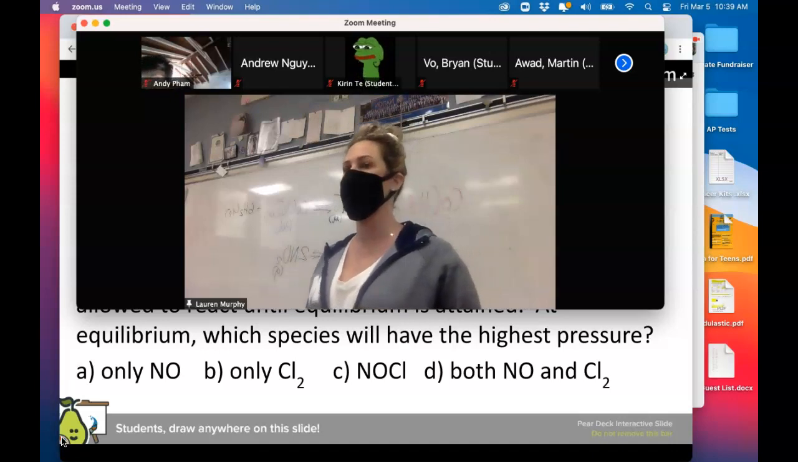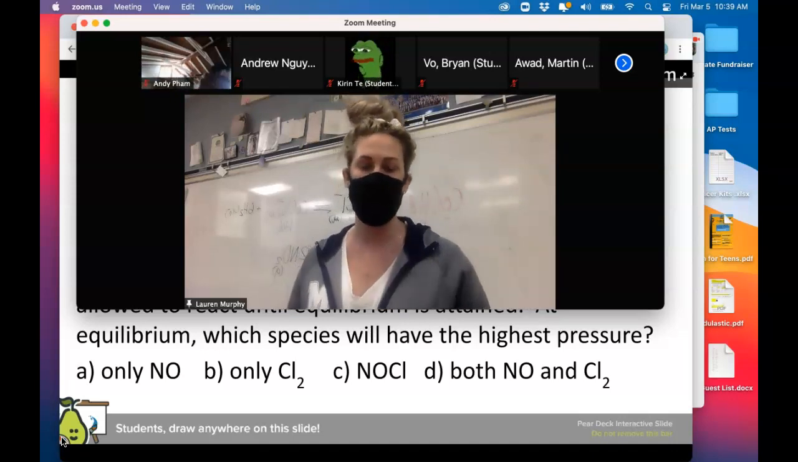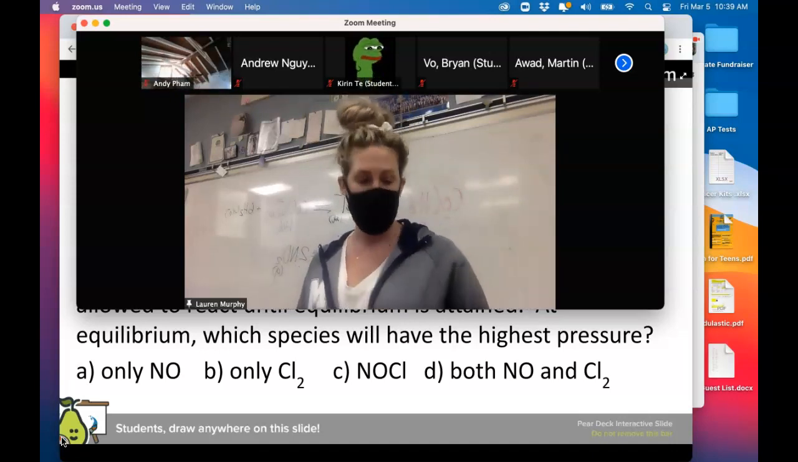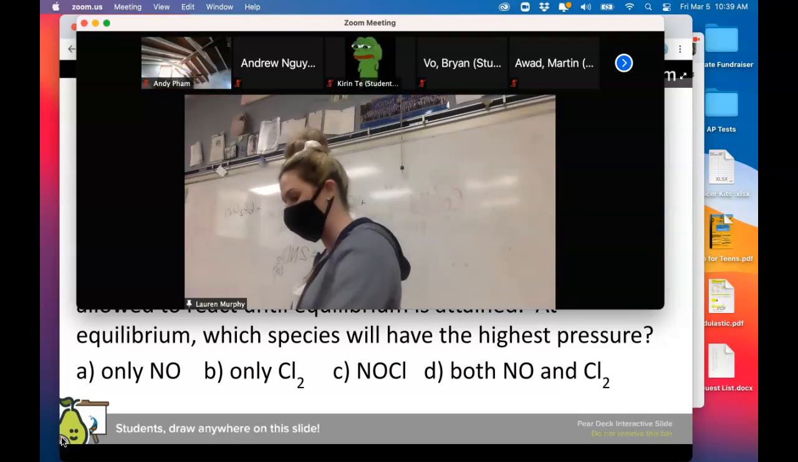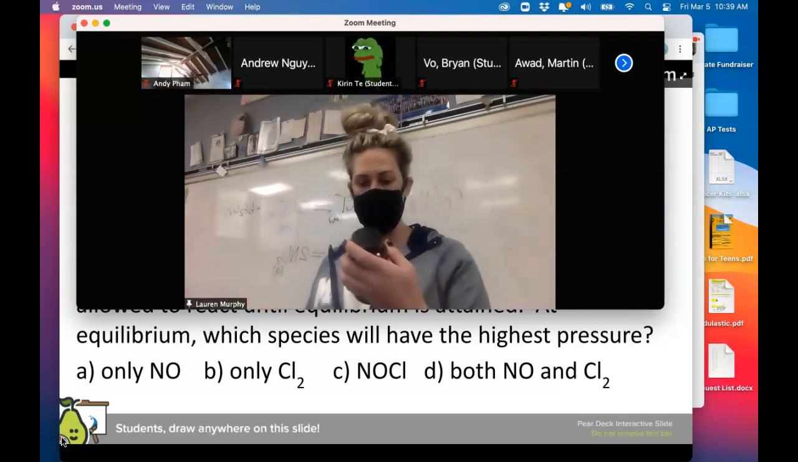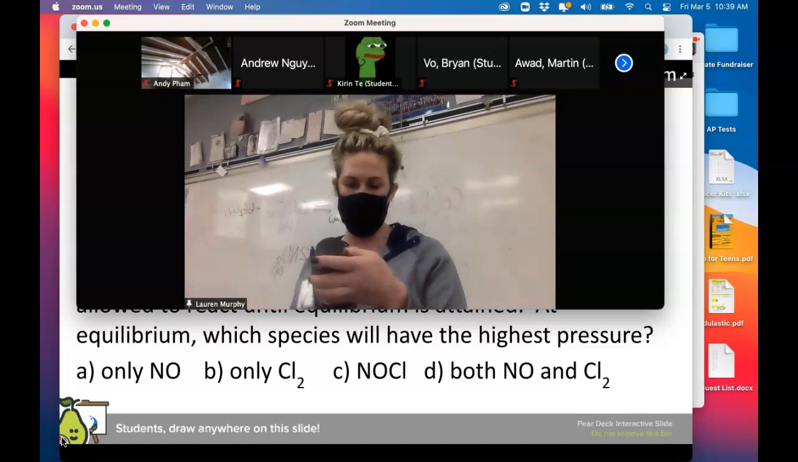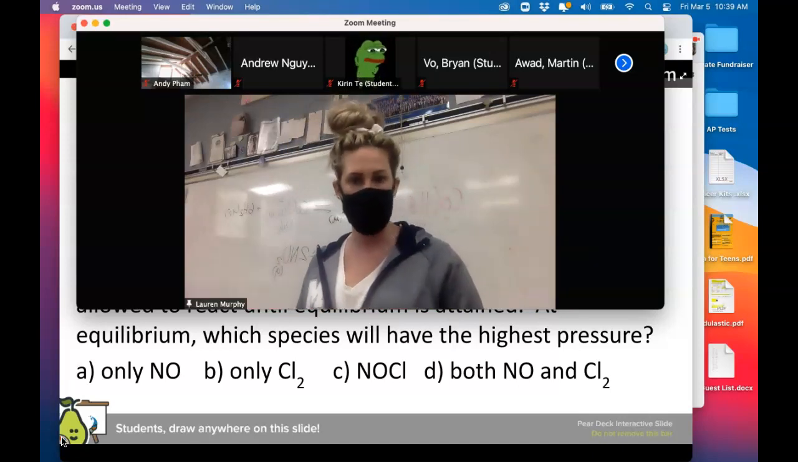Now, in order to do this, you need to know the molar mass of cobalt 2 chloride hexahydrate. I'm not going to make you calculate it, I'm just going to tell it to you. It's 237.9 grams per mole.